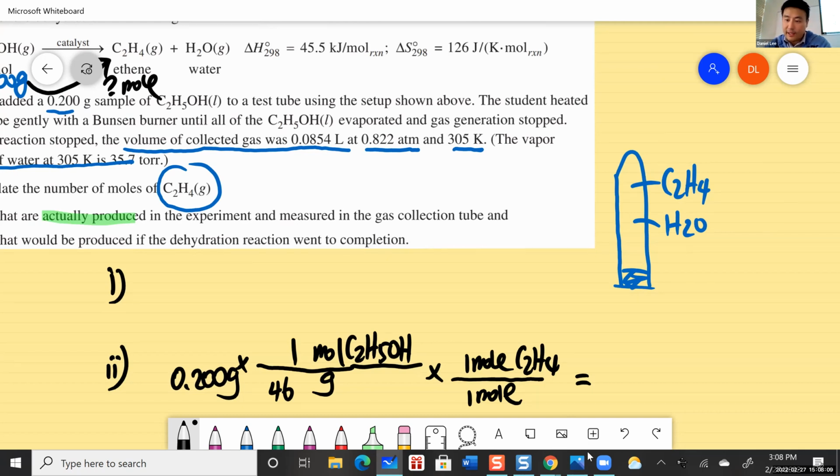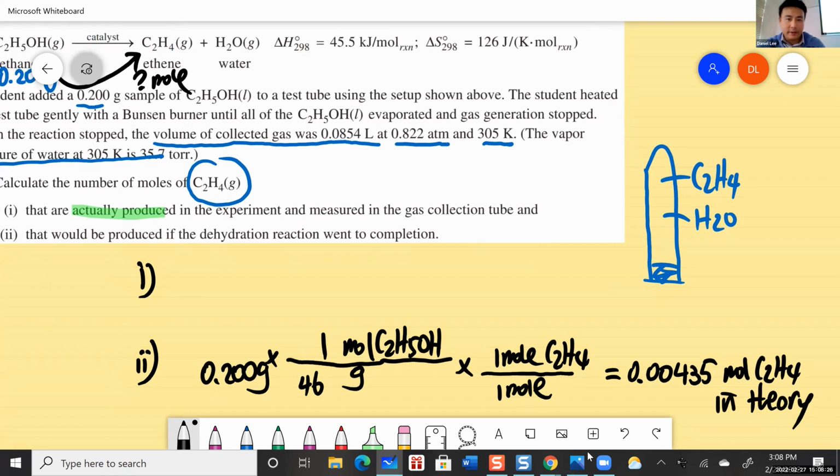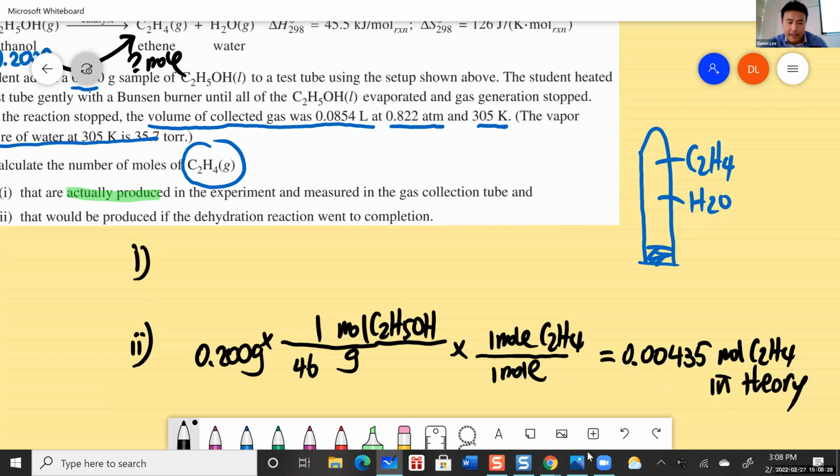And the 3 significant figures here means I have to report 0.00435. That's how many moles of C2H4 is produced in theory. How much do you actually get? Then you have to use PV equals nRT. That's why we go after the container. So how much do you actually get?